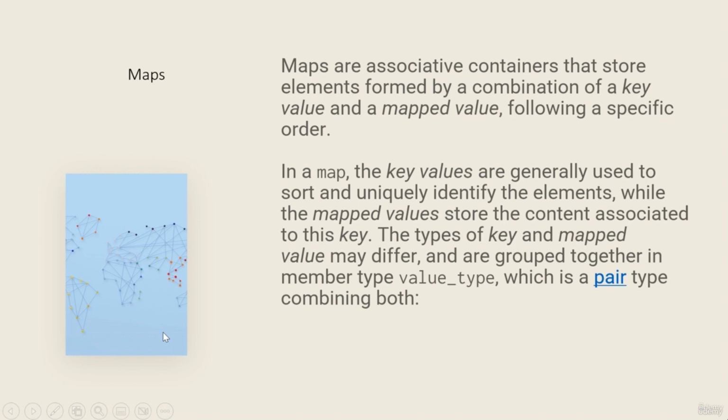Maps are associative containers that store elements formed by a combination of a key value and a mapped value. In a map, the key values are generally used to sort and uniquely identify the elements, while the mapped values store the content associated to that key. The type of key and mapped value may differ and are grouped together in the member type value_type, which is a pair type combining both.